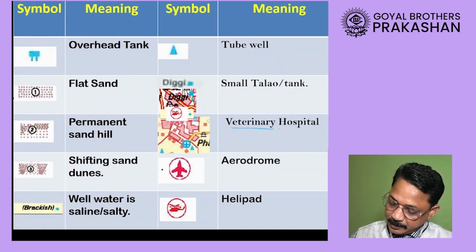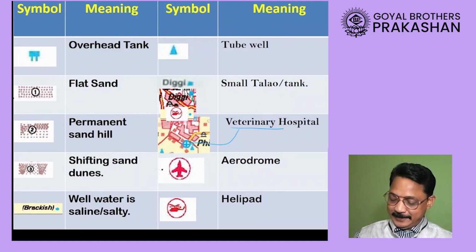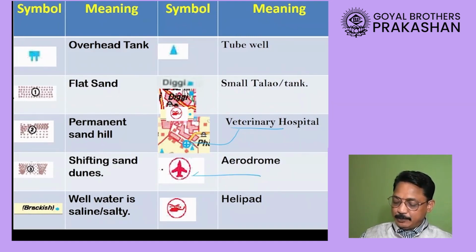Then a veterinary hospital. You can see here it is symbolically shown with a blue color circle, with a blue color cross inside. The next one is aerodrome.